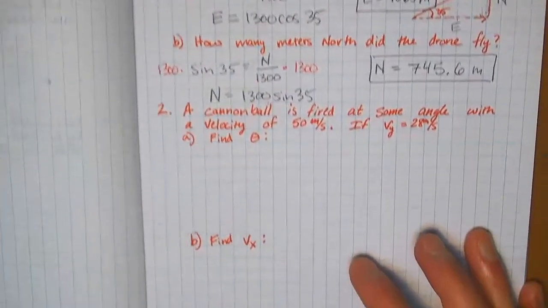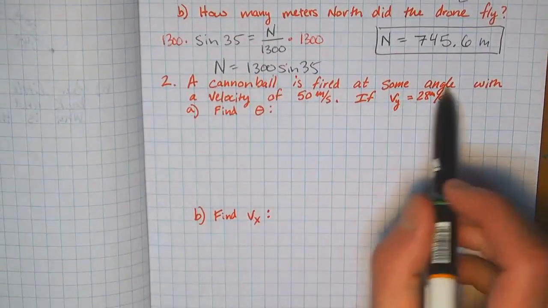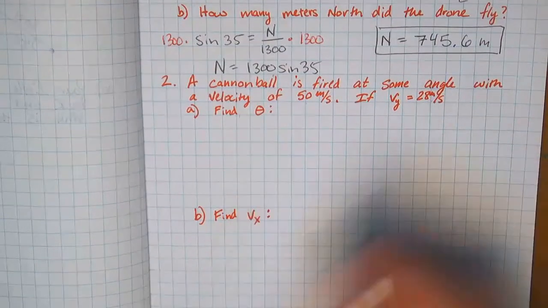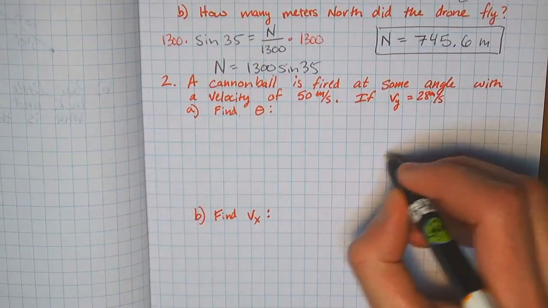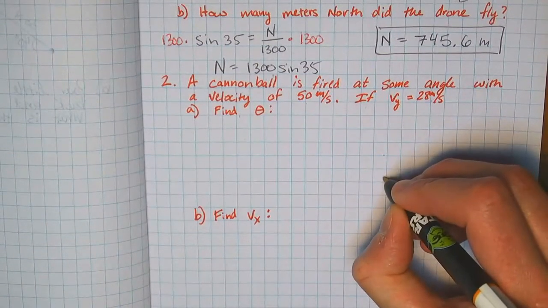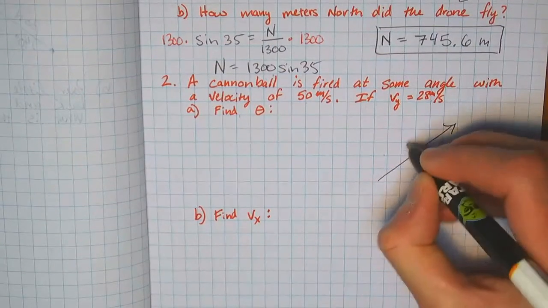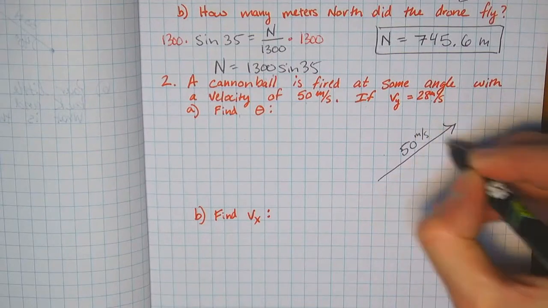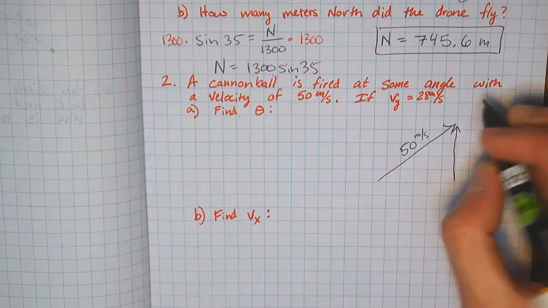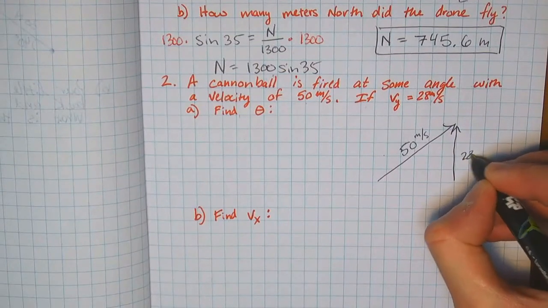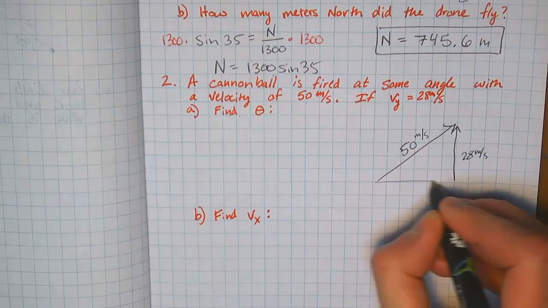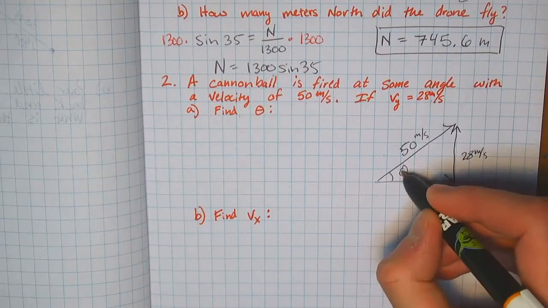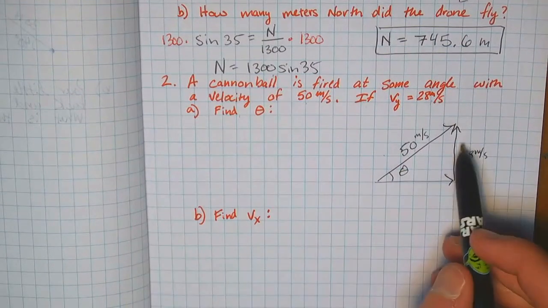All right, next problem. A cannonball is fired at some angle with a velocity of 50 meters per second. If Vy is equal to 28 meters per second, find theta. Okay, so we should probably draw ourselves a little picture here. 50 meters per second. This is 28 meters per second. So we would like theta.